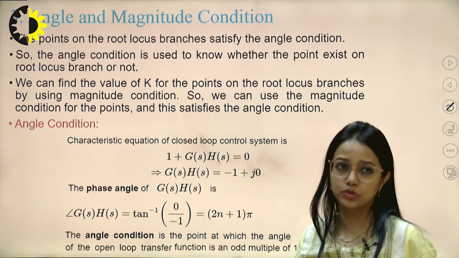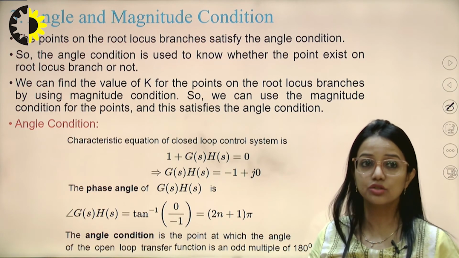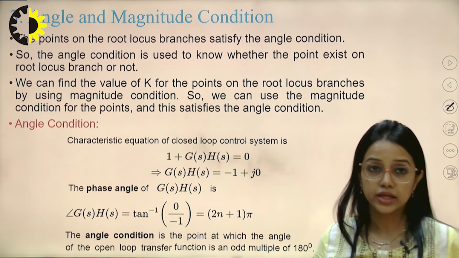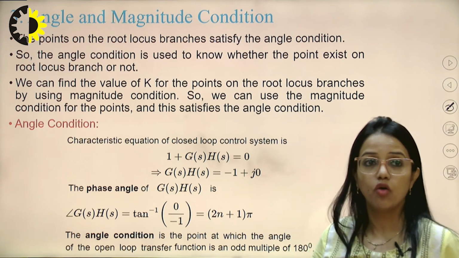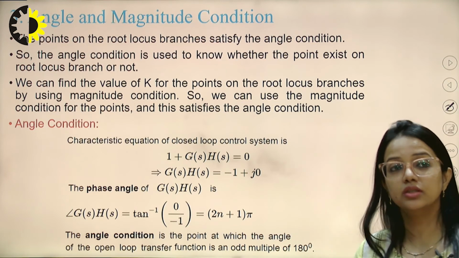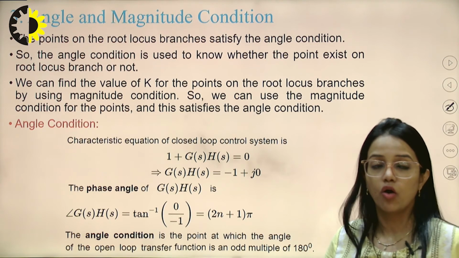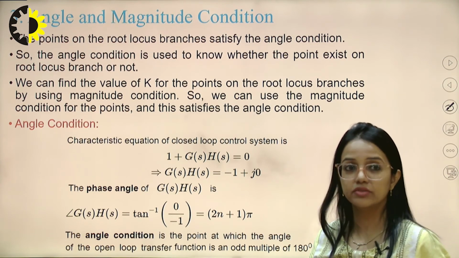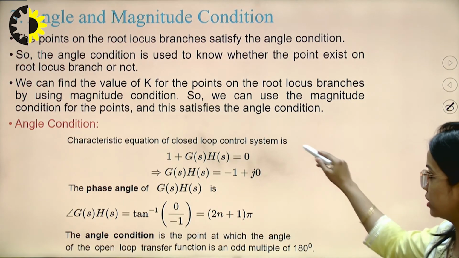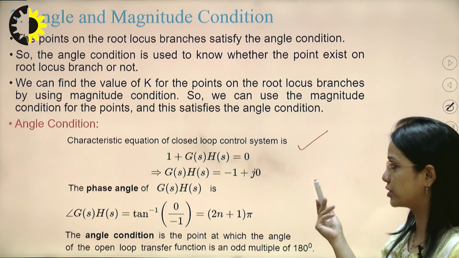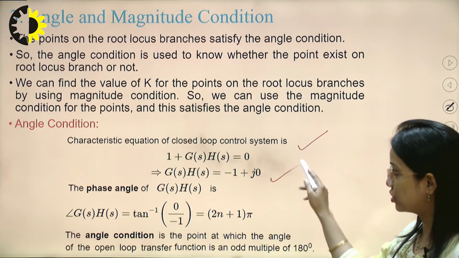The points of root locus branches satisfy the angle condition. So the angle condition is used to know whether the point exists on the root locus branch or not. We can find the value of k for the points in the root locus branches by using the magnitude condition. So we can use the magnitude condition for the points which satisfy the angle condition. So the angle condition is, from the characteristic equation, let's say this is the characteristic equation, and we can also write it as -1 + 0j.